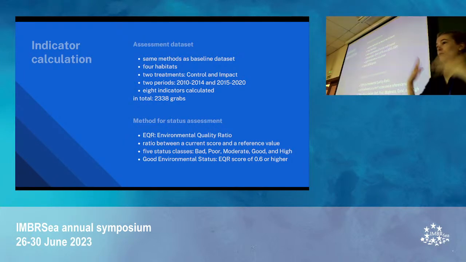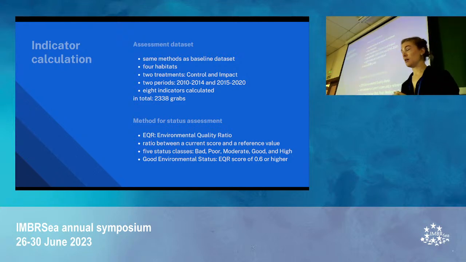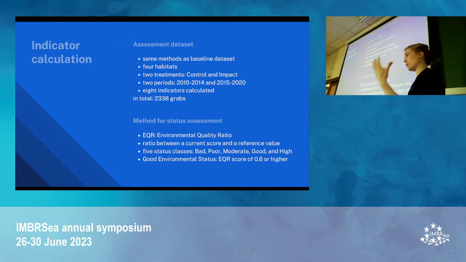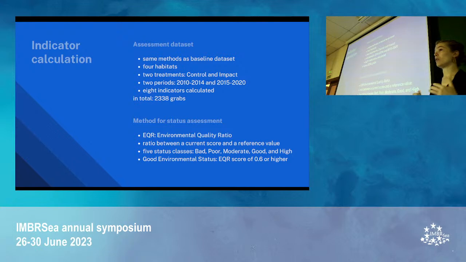Finally, the indicator calculation is the third step. The data set which was used for this assessment was collected between 2010 and 2020. It was collected using the same methods as the baseline data set, but there was data available only for four out of the five habitats presented on the map. So the Mahelona Ensis lei habitat is not included in this assessment.